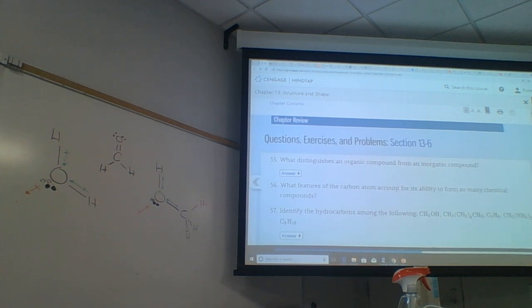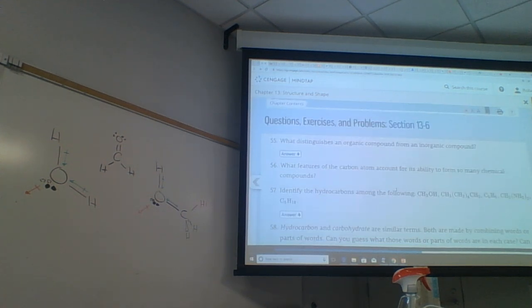What features does the carbon atom account for its ability to form so many chemical compounds? There are two features. You know what they are? One, we can form carbon-carbon chains. So that's an important thing. Not just chains, but branch chains, rings, a whole bunch of things. And two, it can form a lot of bonds. 4 bonds is a lot of bonds.